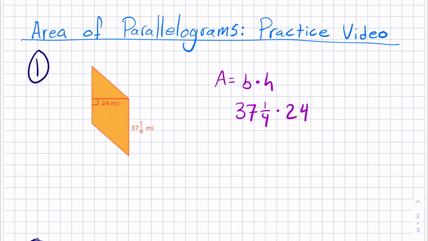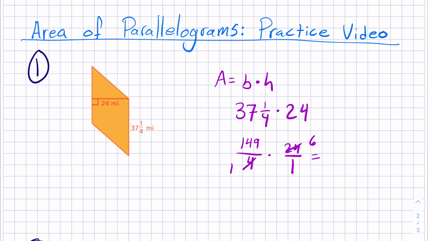So 37 1/4 times 24. I need to do a little bit of fraction multiplying here, so I'm going to change that 37 1/4 to be 149 over 4, sorry, times 24 over 1. So I do a little bit of fraction multiplying here. I can simplify this 4 and this 24 to make 1 and 6, and then I just have to do 149 times 6 and 1 times 1 on the bottom.